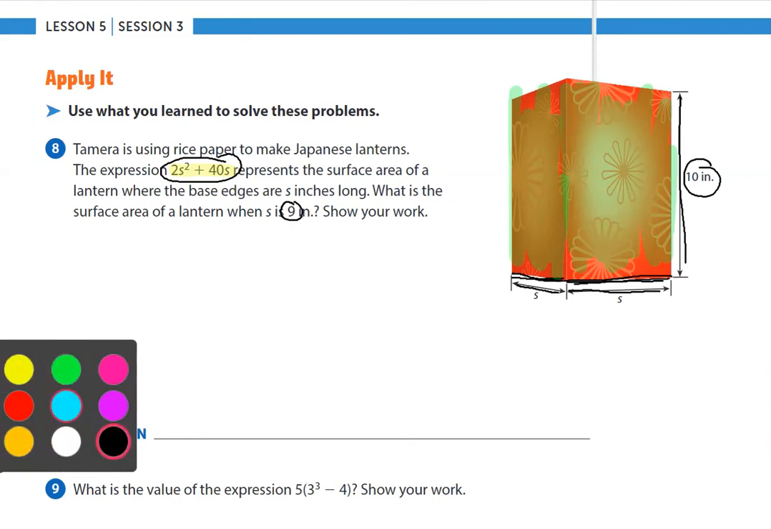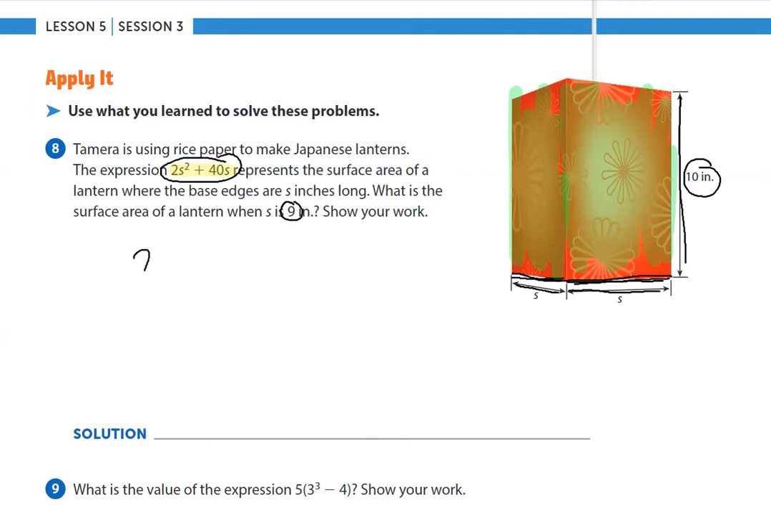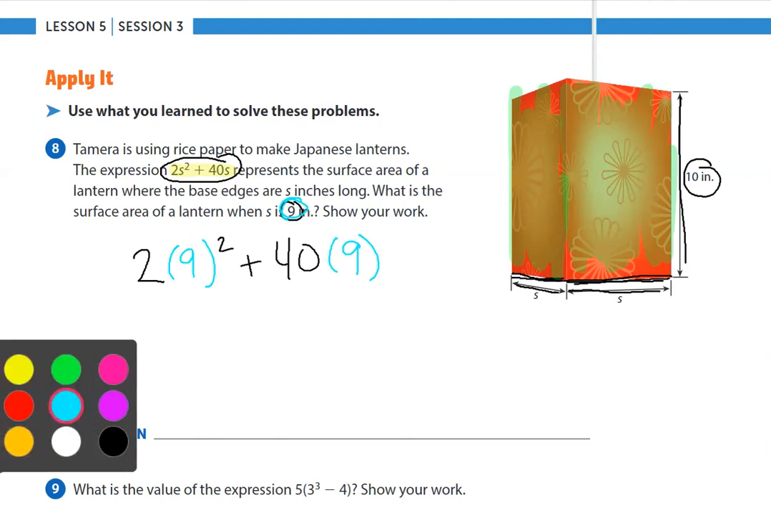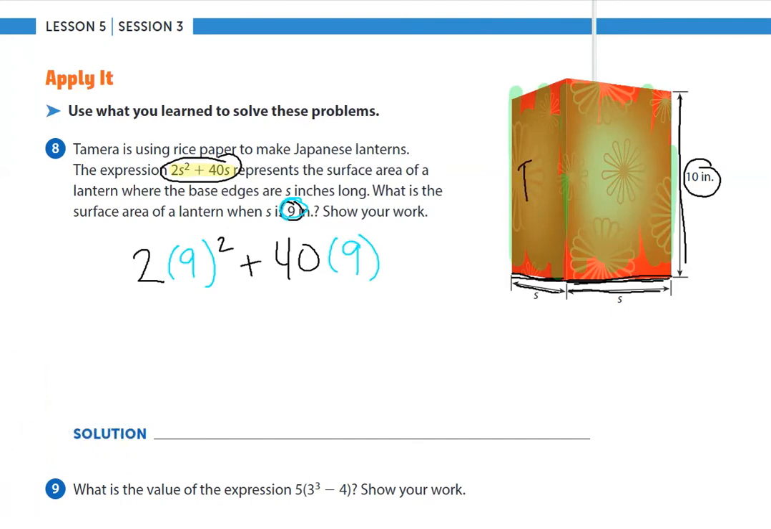Look at me. So we've got 2 times s, and it told us s is 9. So instead of the s, I'm going to put the 9, and that's squared, plus 40 times s, which is, why did I write s again? s is 9, because it told us. It said put 9 instead of s. So now we've got to use PEMDAS. I'll just write it on the lantern. PEMDAS.